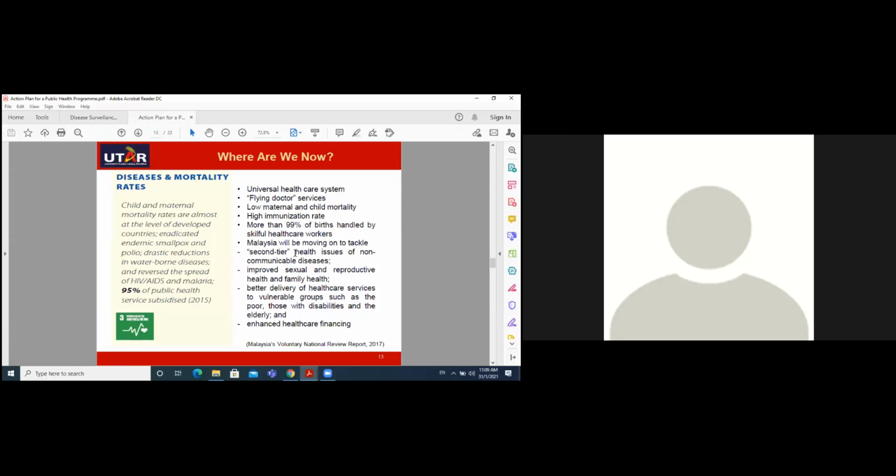So Malaysia has been moving on to tackle the second tier of health issues, the non-communicable diseases, for example obesity, hypertension, cardiovascular disease, and diabetes. We also improve sexual and reproductive health and family health, and a better delivery of healthcare services to vulnerable groups such as the poor and those with disabilities, and enhance our healthcare financing to reduce the out-of-pocket coverage.